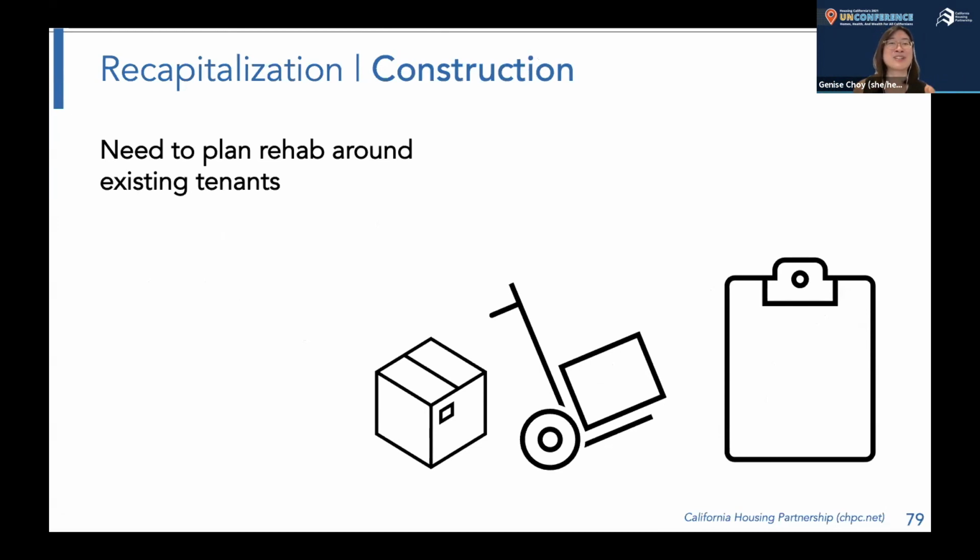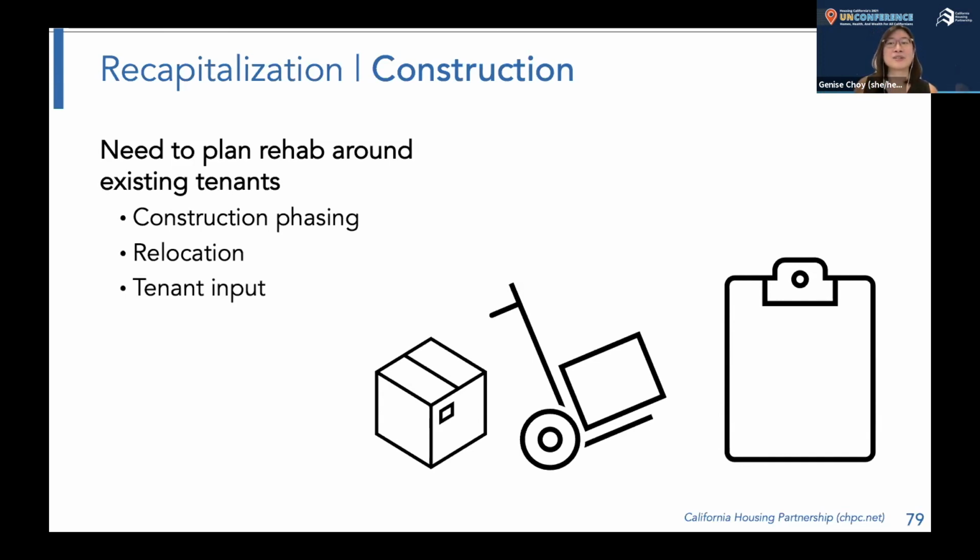So construction during recapitalization is a little different from new construction as well, because you have existing tenants. So you need to plan your rehab around those existing tenants. This will often take the shape of how you phase your construction. You might do little pieces of the building at a time, so you only have to move out tenants in small groups. And relocation, of course, you need to figure out how you're going to move folks safely offsite and safely back while construction is being done on their units.